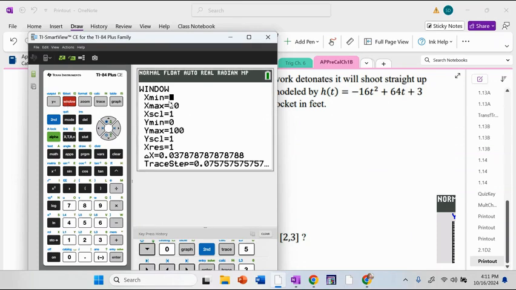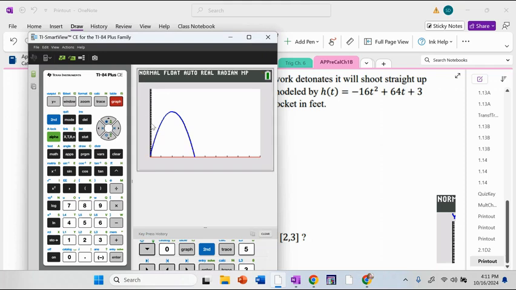Okay, so how long is this going to be in the air? From 0 to, I guessed, 10 seconds. How high is it going to go? Well, 64 feet per second starting at 3 feet. I don't know. It may be 100 feet high, and I'll check if that's not high enough. So you got to play with your window and then check the graph. Okay, I'm smart. I did it. I see the object flying.